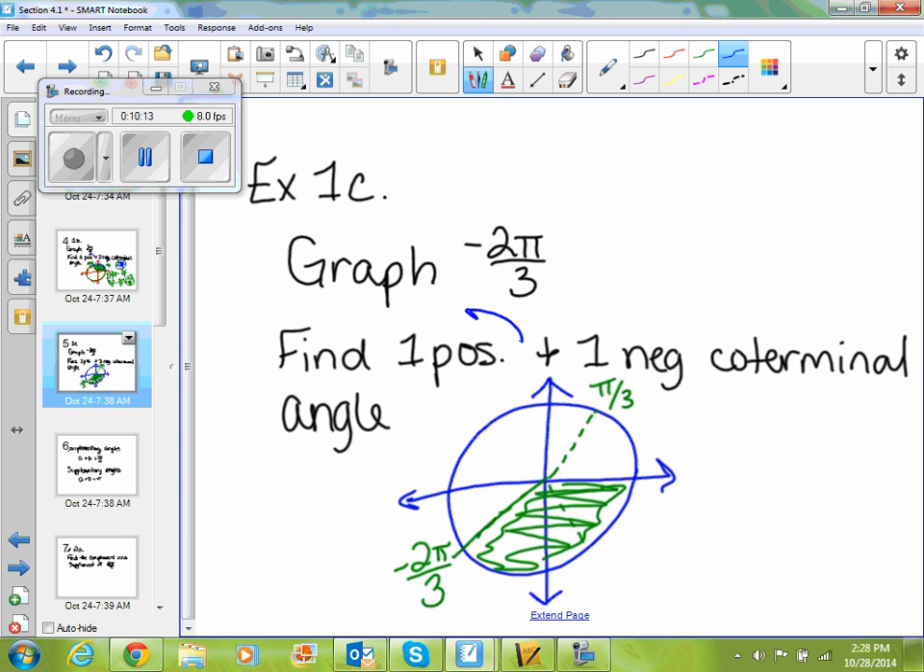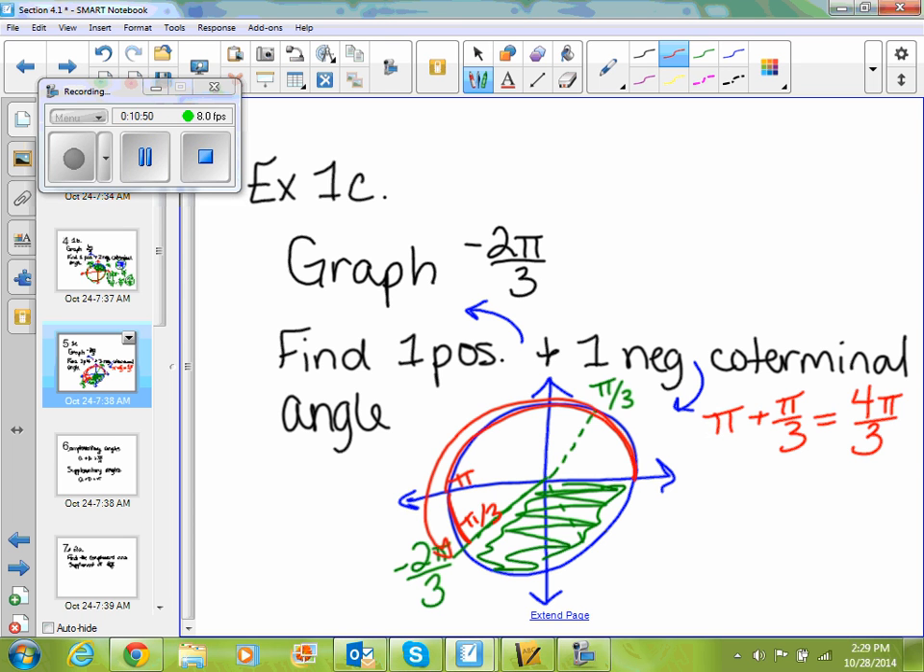Then to find my positive angle, I have to go in the positive direction. If I go in the positive direction down to where I get to my angle, I know that this whole top half is what? Pi. Yep, the whole top half is pi. And then I went even further down by pi over 3. So my first angle is pi plus pi over 3, which is the same thing as 4 pi over 3. So my positive angle is 4 pi over 3.